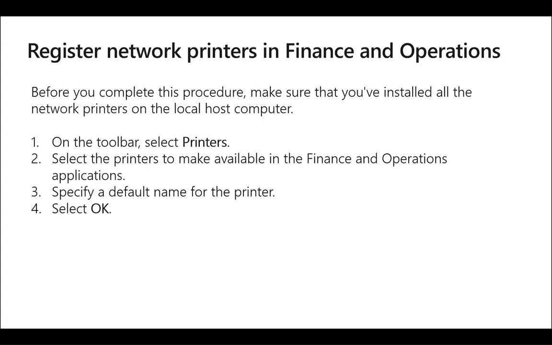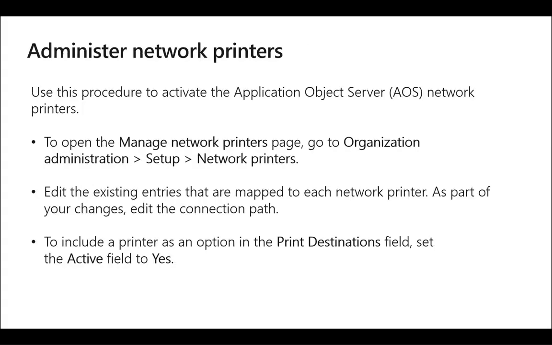To register a network printer in Dynamics 365 for Finance and Operations, the user needs to select Print on the toolbar. Then choose the printers you want to make available for Dynamics 365 for Finance and Operations. Give a name to the printer, then click OK. The network printer can now be used in the Dynamics 365 for Finance and Operations application.